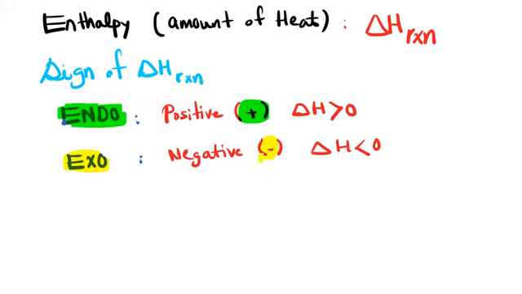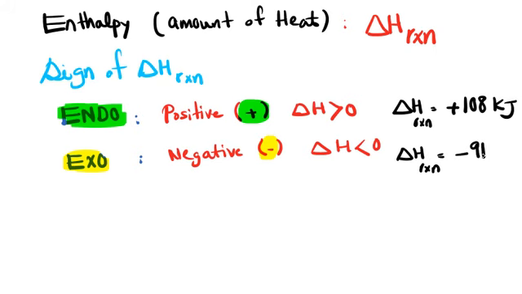Let me give you one example to understand what that means. If I say, for example, delta H for one particular reaction is positive 108 kilojoules, it means we have an endothermic reaction. And otherwise, if I say delta H of one reaction is negative 91 kilojoules, it means we have an exothermic reaction. Please pay attention, I talk about kilojoules. The reason is that we talk about heat or thermal energy, and as you know, one form of energy is thermal energy.